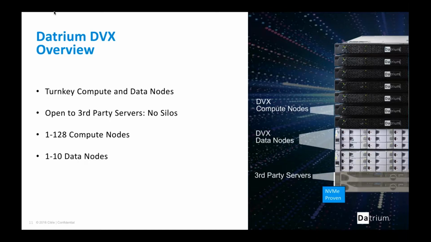From a server's perspective, scalability goes from 1 server to 128 servers. We call them compute nodes. And from 1 data node to 10 data nodes. And I'm going to get a little bit into what that means from a scalability perspective, because obviously you can start with 1 compute node and 1 data node, and you move from there in a pay-as-you-grow fashion.